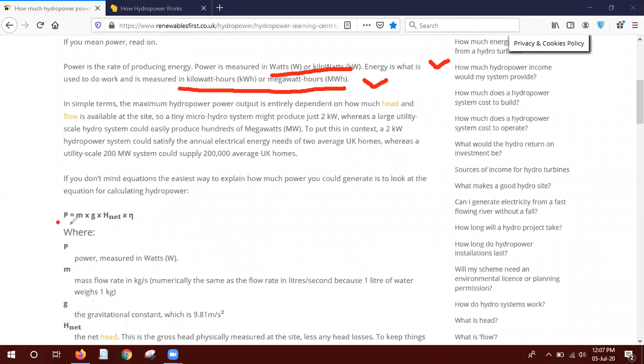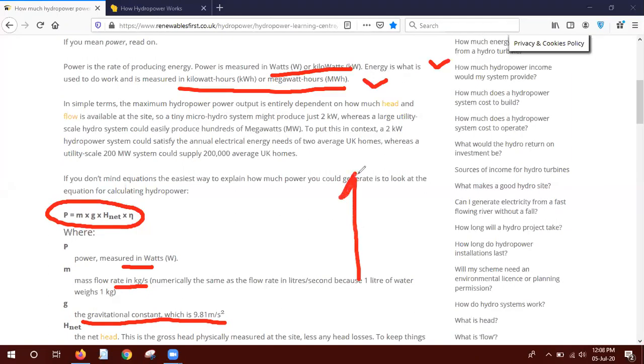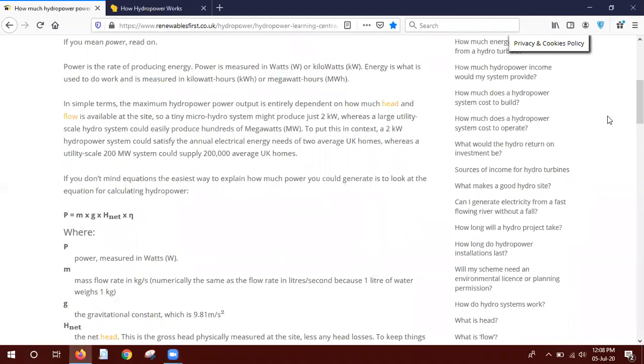So this is the important equation for calculating the power. P is the power, M is the mass flow rate, in kg per second, that means how much water is available per second. G is the gravitational force. And finally, H net is the head. Head means the total height from the ground. And finally, eta is the symbol of efficiency. So that's how the power of a hydroelectric power plant is measured.